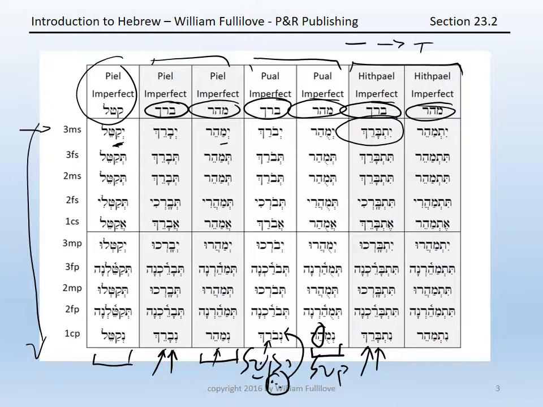With mahar, though the hey will not double, so there's no dagesh in the second root letter, we have virtual doubling. We still have the patach vowel. Yitmaher, titmaher, titmaher, titmahari, etmaher. Yitmaharu, titmaherna, titmaharu, titmaherna, nitmaher.